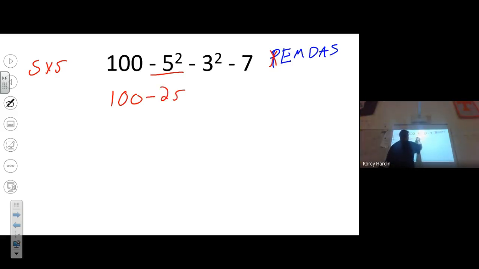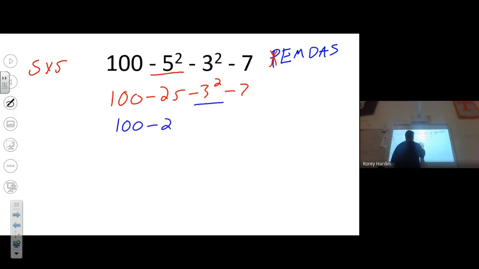Now, I've got a subtraction symbol there, so make sure you watch your symbols. If that becomes a plus somehow and you get confused, that's bad news bears right there. Make sure that doesn't happen. Minus 3 to the second power, minus 7. Okay, still got an exponent, so I'm going to work out that exponent.